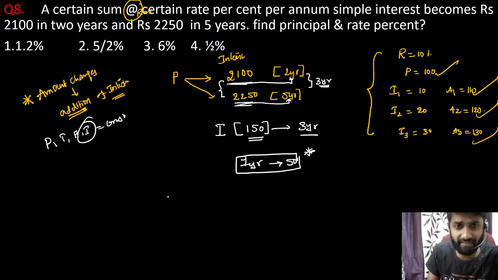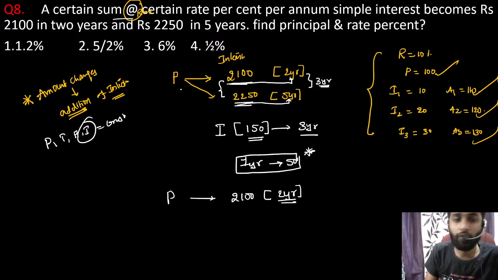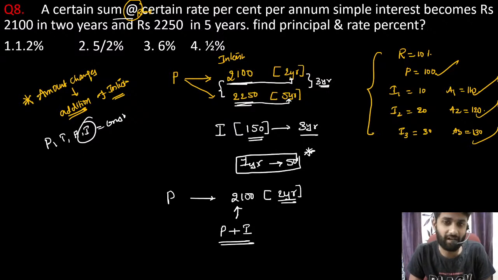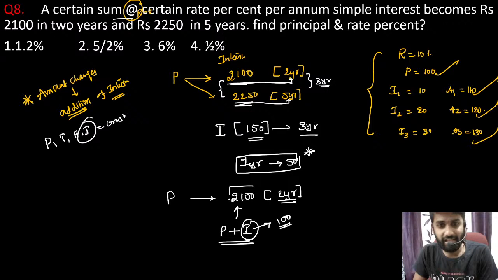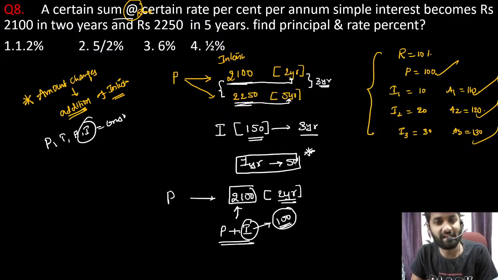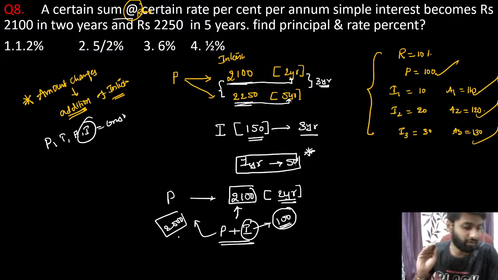Now, we just take it as a value. P becomes 2100 rupees for 2 years. See what I mentioned: the sum of amount. What is the sum of amount? It includes both principal and interest. We already know that for 1 year the interest is 50. If 1 year is 50, then for 2 years the value becomes exactly 100 rupees. So out of these 2100 rupees, 100 rupees is interest. If you want the principal, the value becomes exactly equal to 2000.